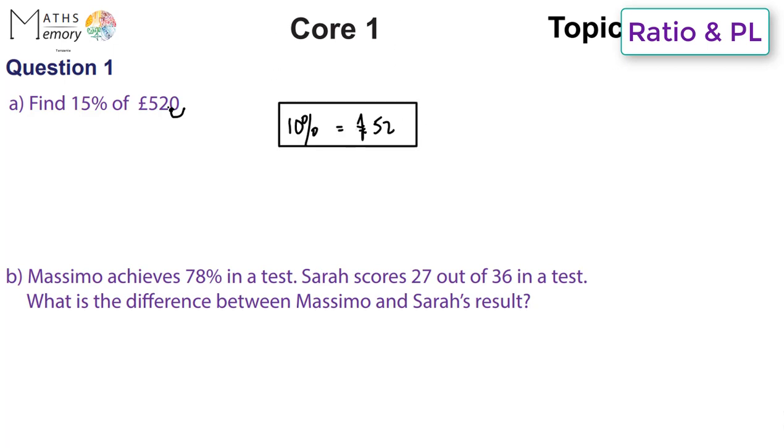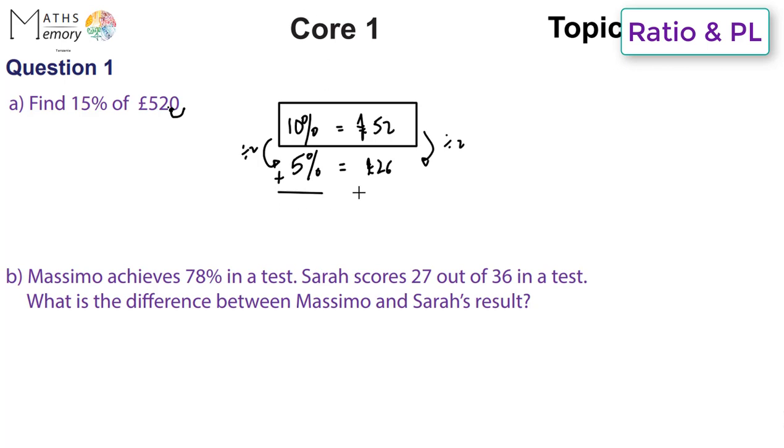Now we want to find out 5% here, because 5% is the extra block we need to add on to this. They're like building blocks if you think about it. So 5% would be half of 10%. We'll divide it by 2, then we divide this by 2 as well, £26. So let's add them both together. So 10% plus 5% is 15%.